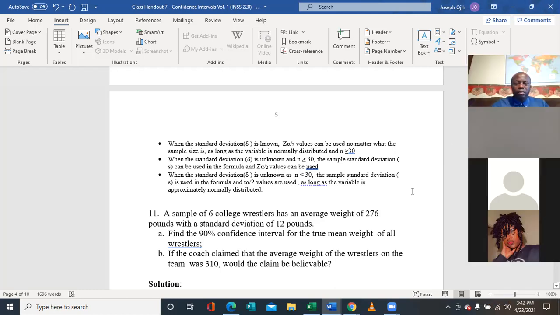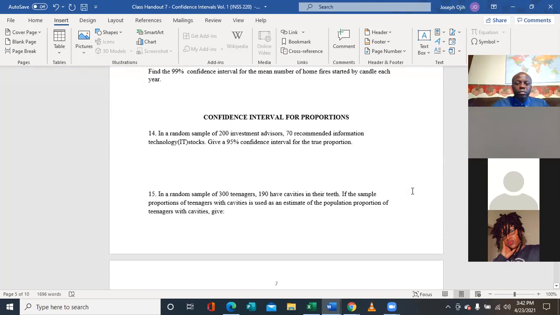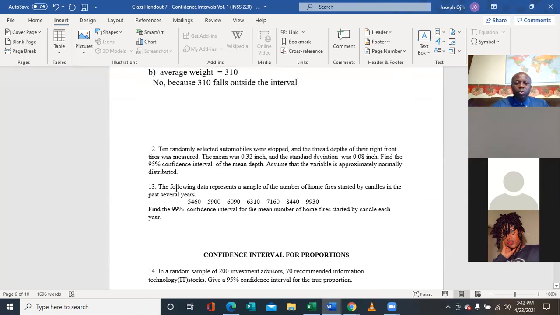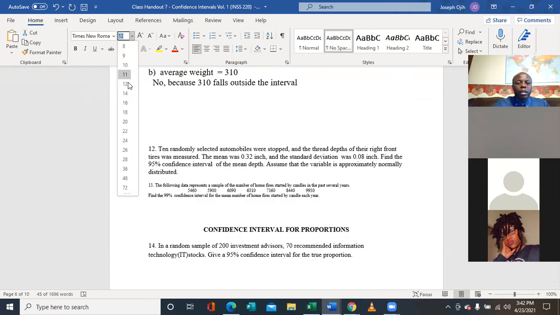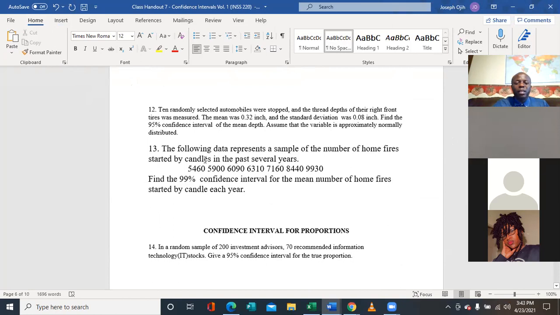Any question on this? Since there's no question, look at this one. It says the following data sets represent the sample of number of home fires started by candles in the past several years. This one is 5,000 home fires, this one is, and so on and so forth.